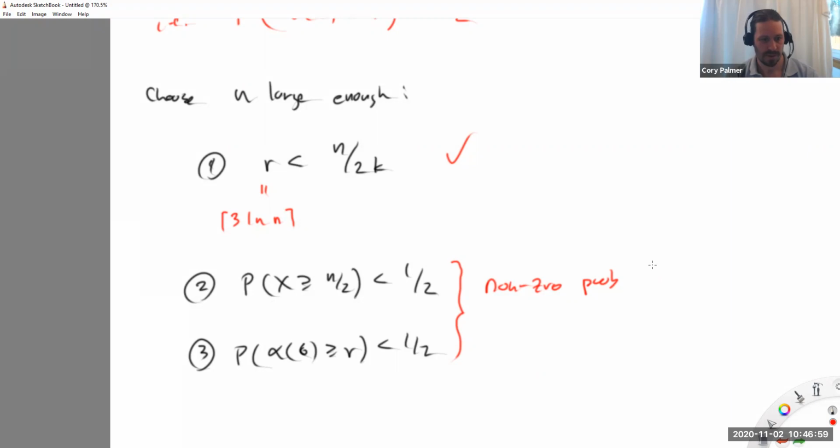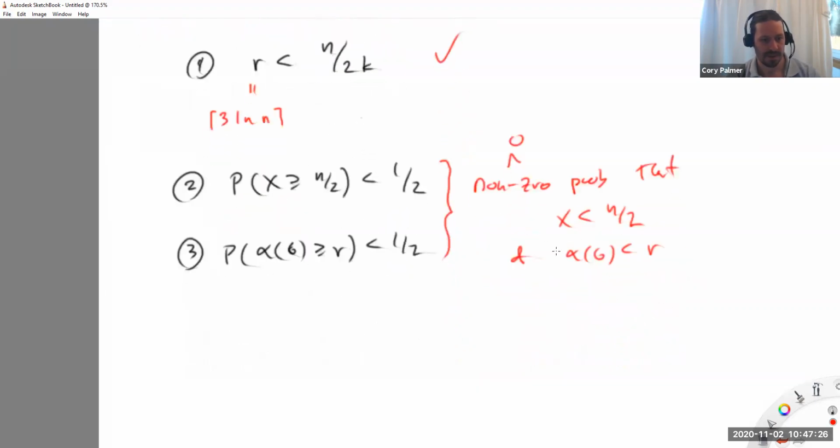Non-zero probability that X is less than n/2 and alpha of G is less than r. Okay, so the not of these two things is you want neither of them to happen. That one or the other happens is with probability less than 1, because the sum of these is less than 1. So the probability that they both fail is greater than 0, right? Non-zero probability that these two happen at the same time.